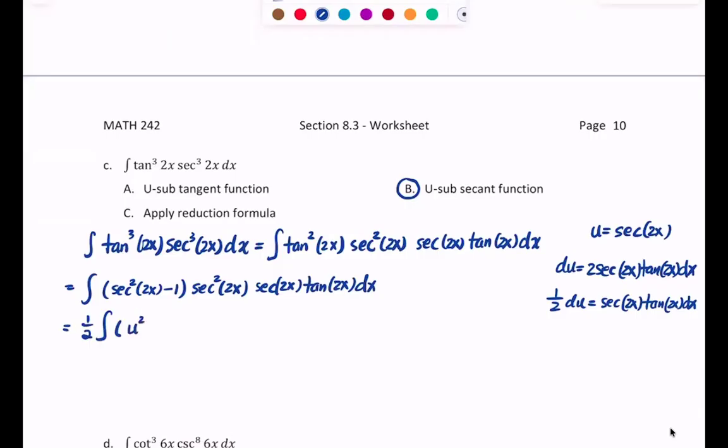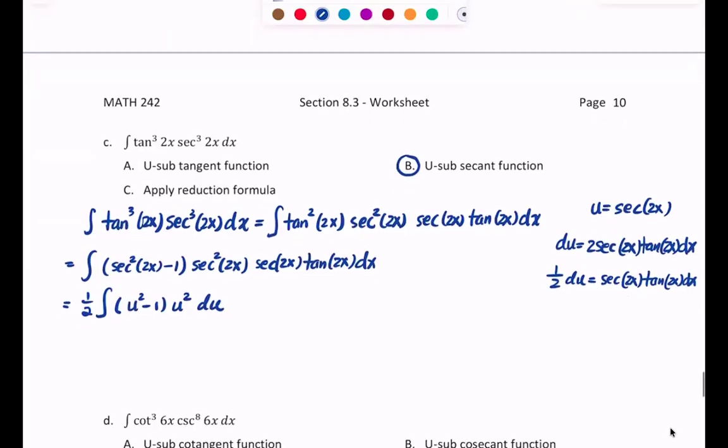Okay, so we have u squared minus 1, u squared. And we distribute the power. And we integrate term by term.